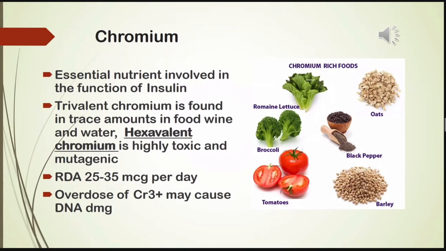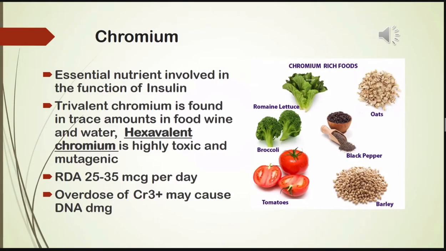There has never been an enzyme that's isolated that shows that it contains chromium. It is hypothesized, however, that chromium is an essential nutrient that is involved in the function of insulin. The trivalent chromium is found in trace amounts in food, wine, and water. This is what we need.